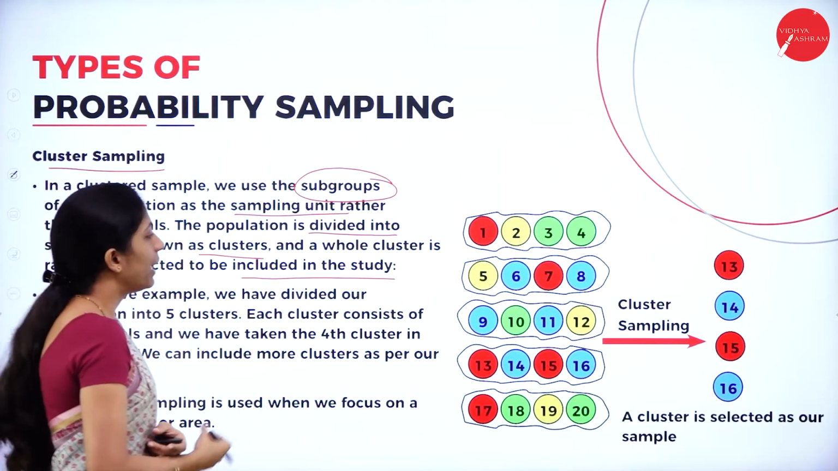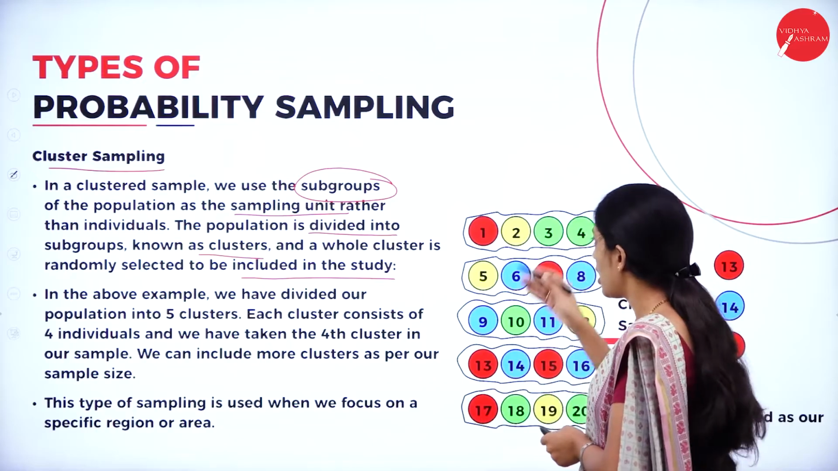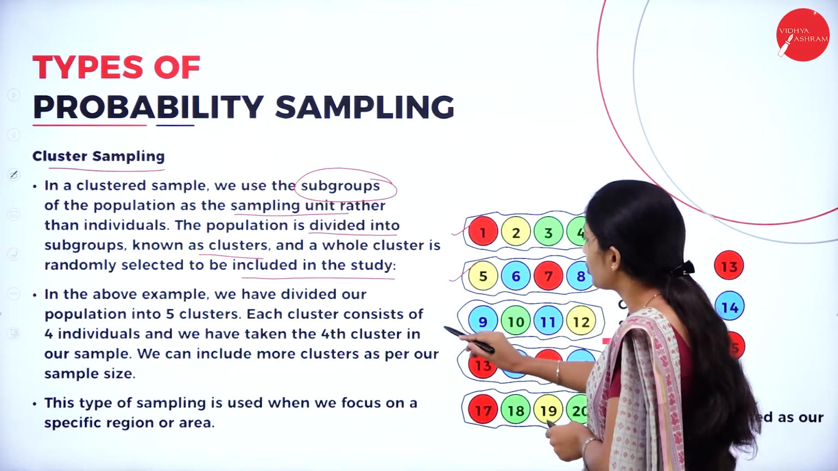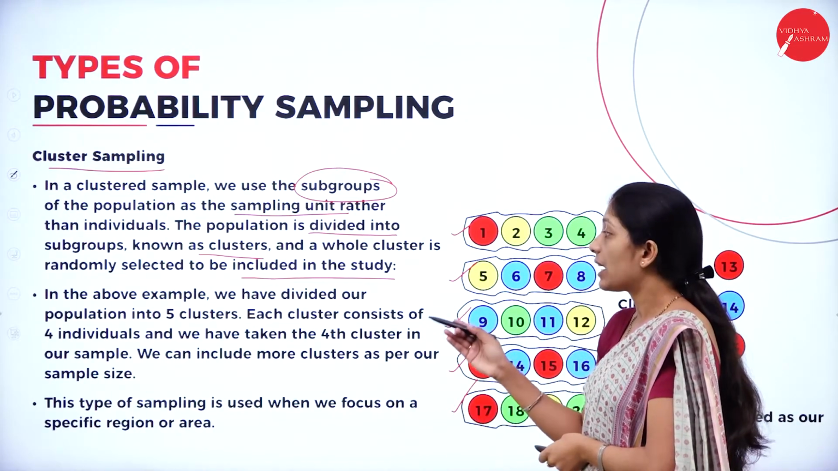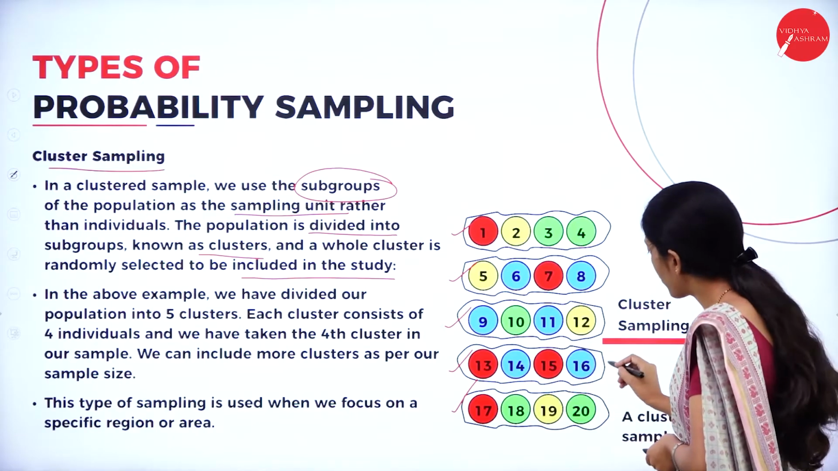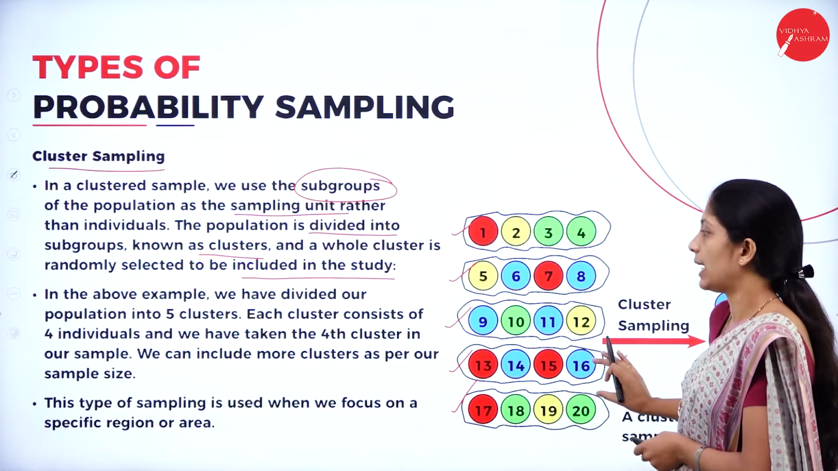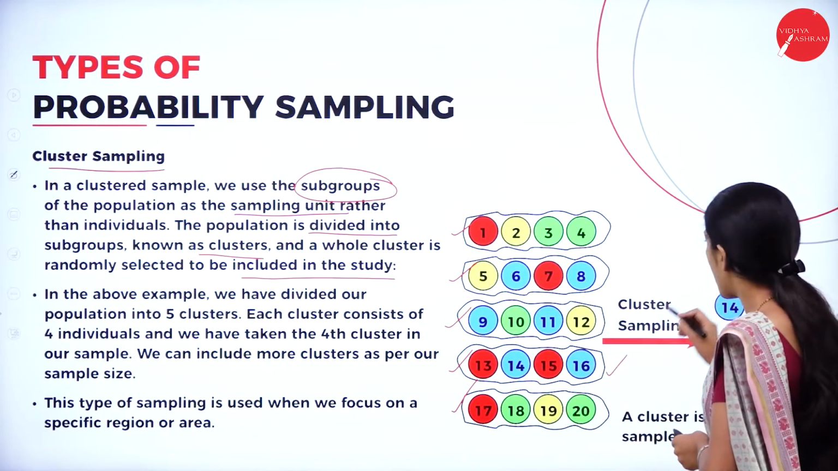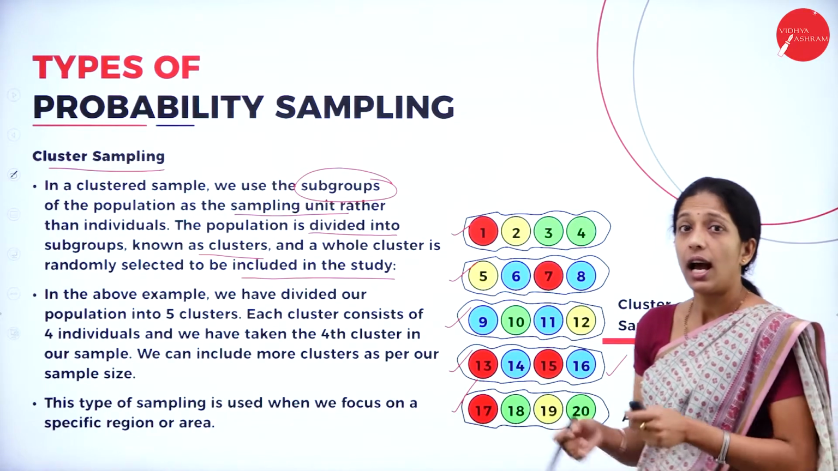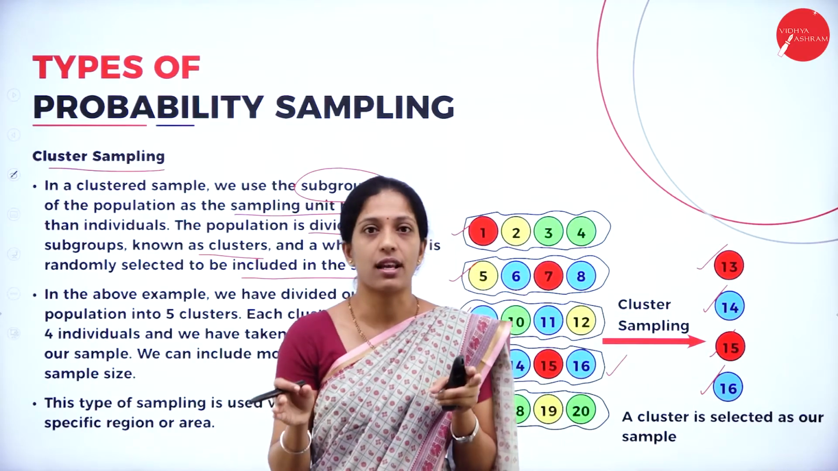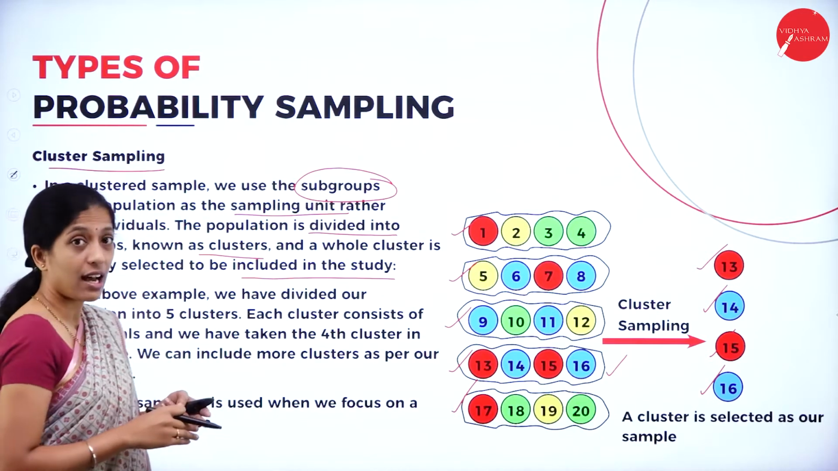Now, if you see the example, in the above example, we have divided our population into 5 clusters, 1, 2, 3, 4 and 5. Each cluster consists of 4 individuals and we have taken the 4th cluster. Randomly we have taken this whole 4th cluster as a sample. Now, our sample is how much? 13, 14, 15 and 16 will be the sample. I am going to take the whole cluster itself. That is known as what? Cluster sampling. So, we can include more clusters as per our sample size.